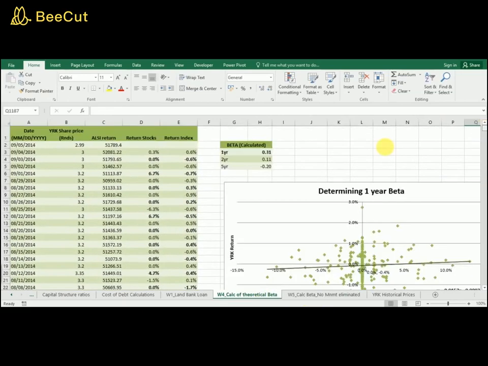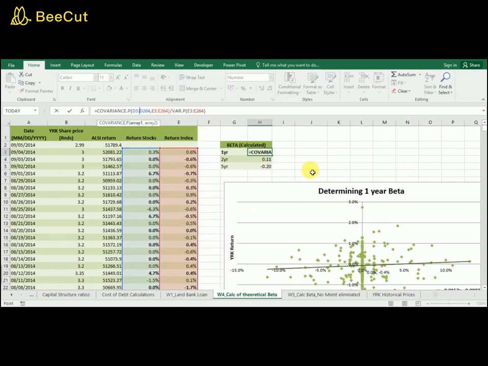And then I calculated a beta for different periods. So for instance, I've got a 5-year beta, a 2-year beta, and a 1-year beta. How did I determine this? I looked at the covariance of my stock returns relative to the variance of my market returns. Which meant that if I'm looking at my 1-year beta, as the market changes by 1%, my share price, my York Timber returns, changes by 0.31%.